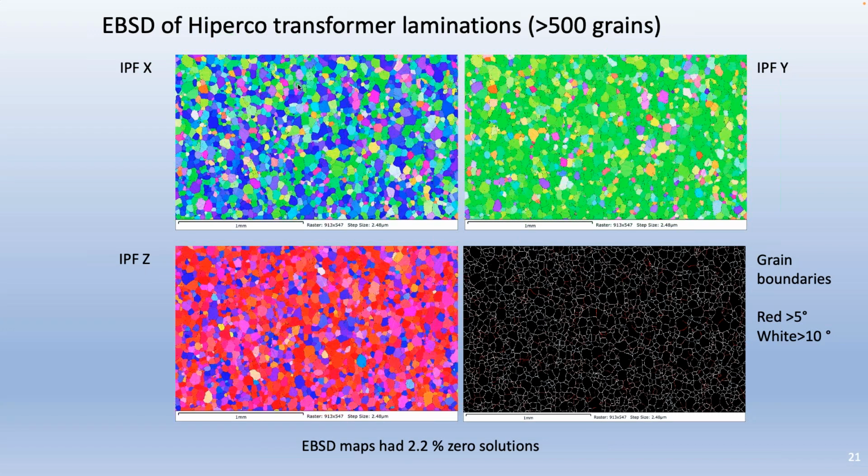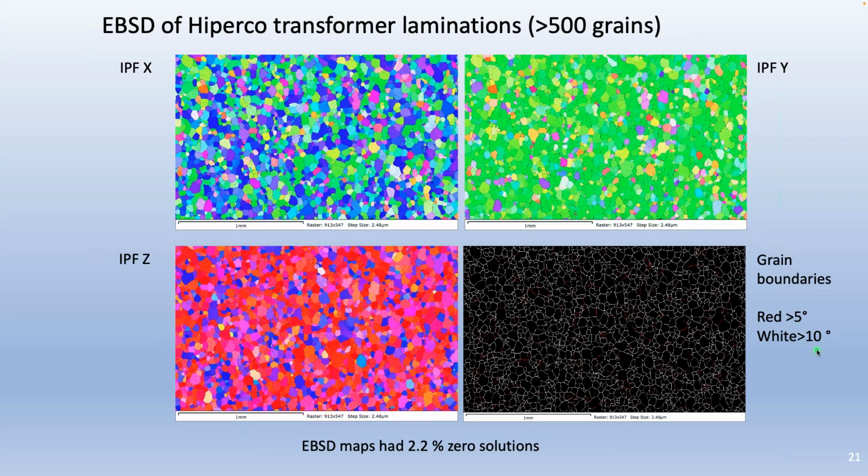So here's an example. These are EBSD maps from Hyperco, an iron cobalt alloy. These are transformer laminations. There's easily greater than 500 grains here. These are the IPF X, Y, and Z maps. Here are some grain boundaries where the red ones are greater than 5 degrees and the white are greater than 10.